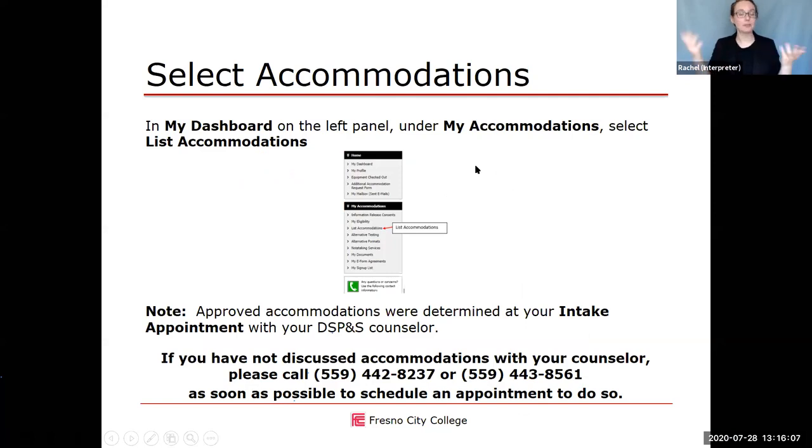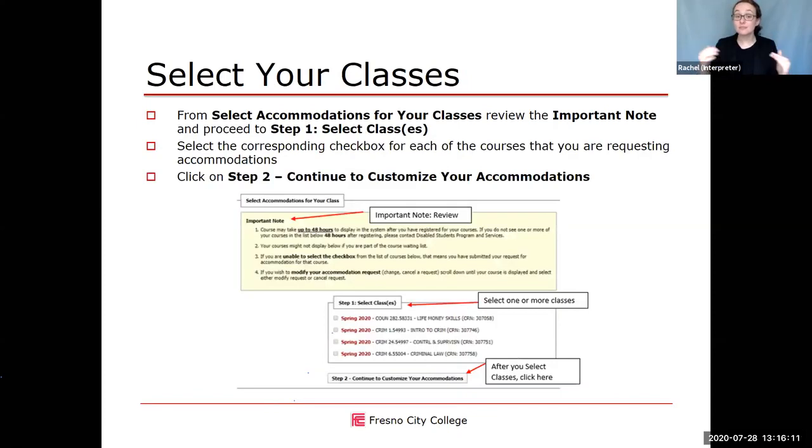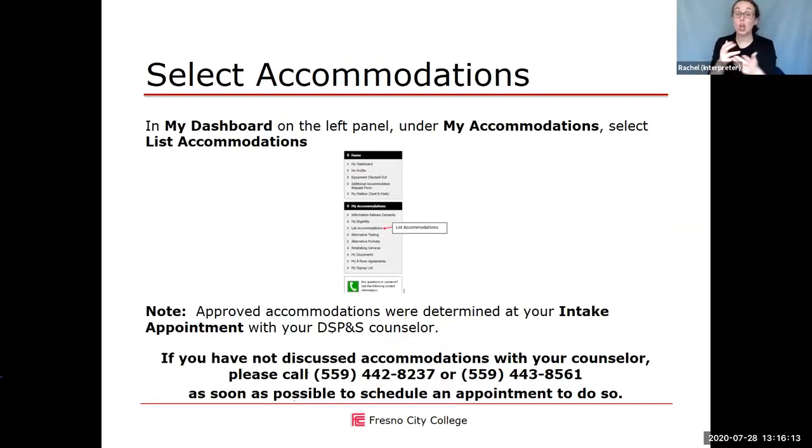Okay, and so next will be the accommodation process. In your dashboard, you'll go to the left and you'll find some gray boxes, and you need to find list accommodations. You'll click on that.